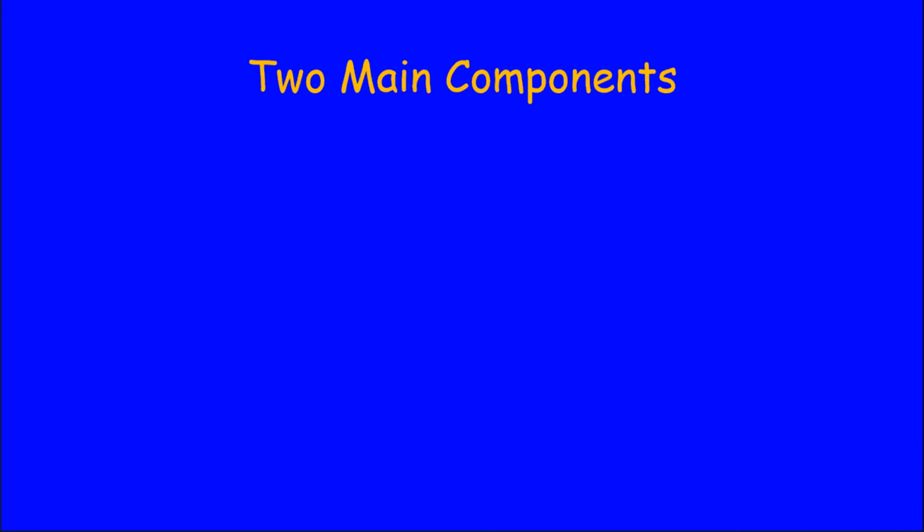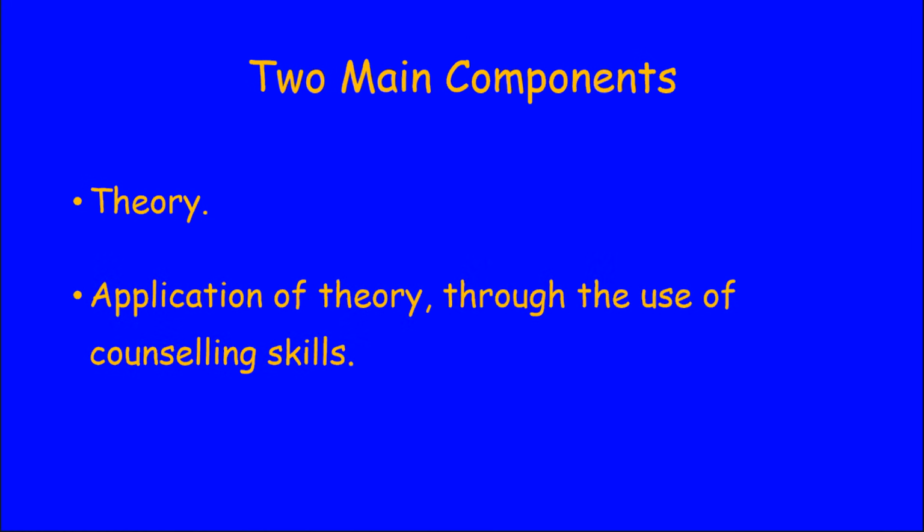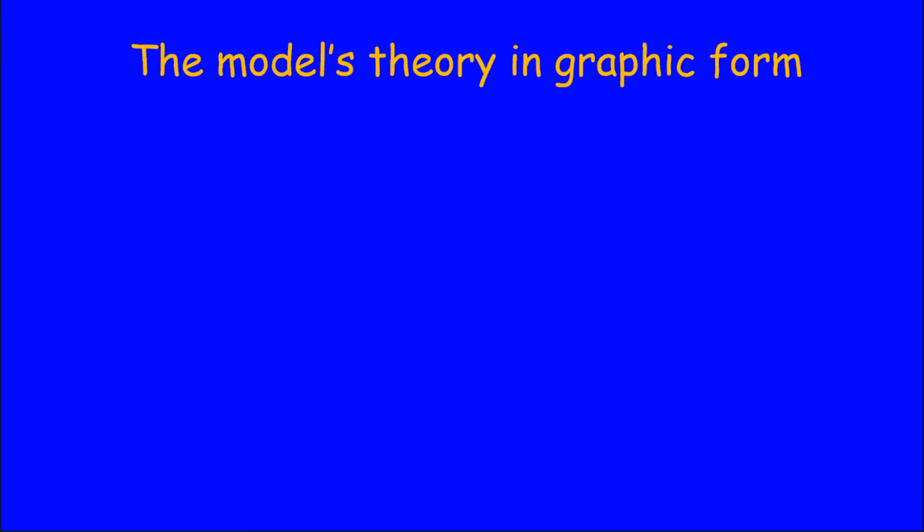So we're going to have a look at the two main components of the skilled helper, and the two main components are really theory and the application of theory through the use of counselling skills. So we're going to go to the theory first, and to do this I'm going to show you a graphic. Might be useful for those of you watching who may be visual learners.